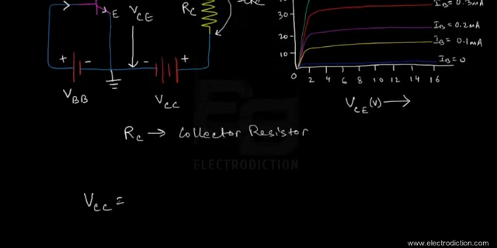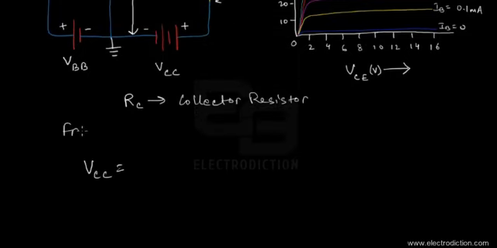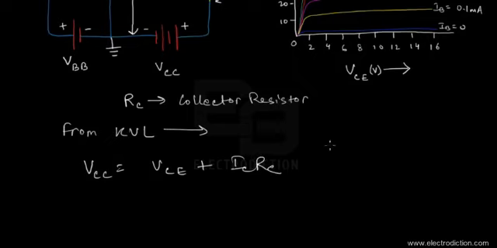So from KVL, I might write it down over here. From KVL, we're basically going to get this for the output loop. So VCC would be equal to VCE plus that of ICRC. Okay, so let's just call this one equation 1.